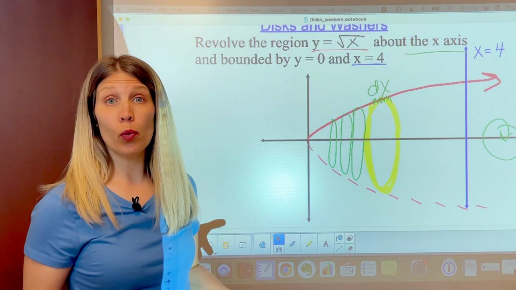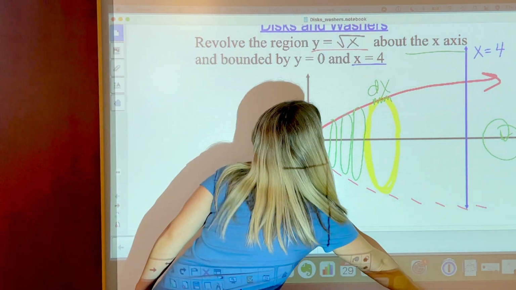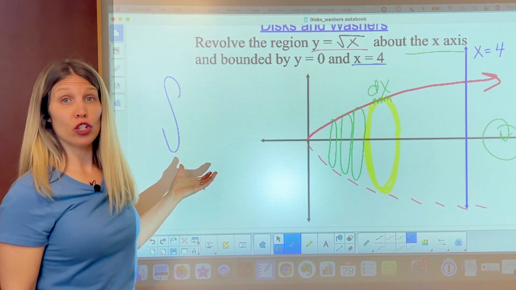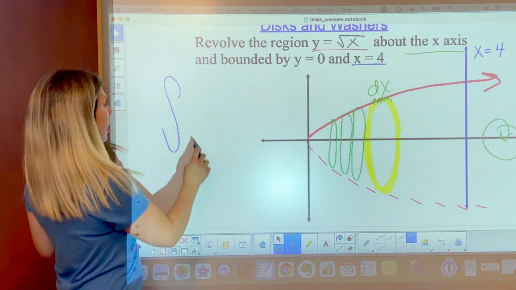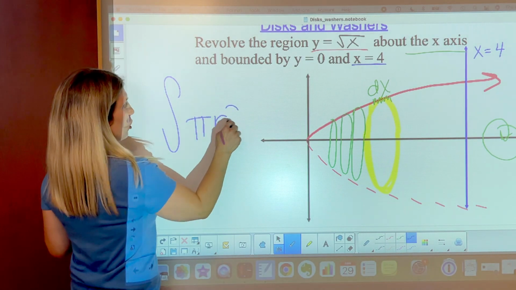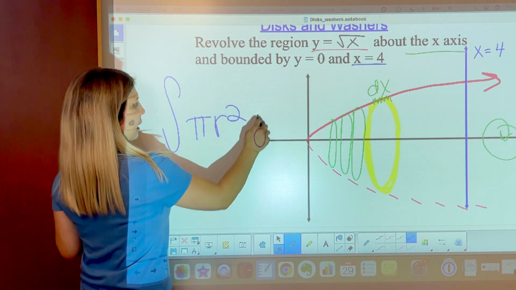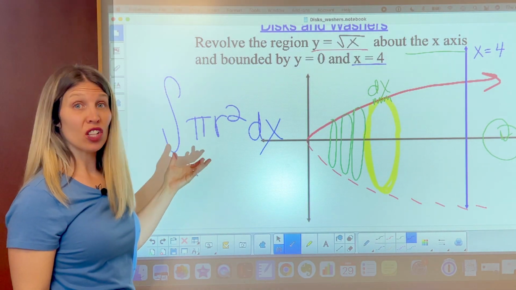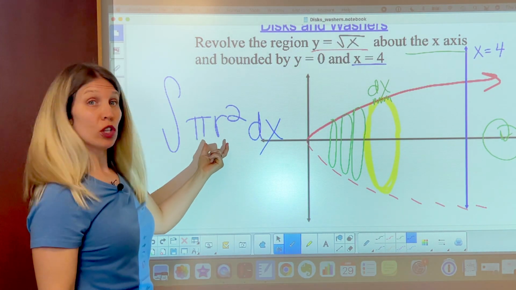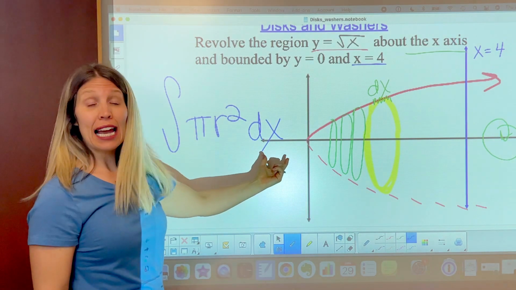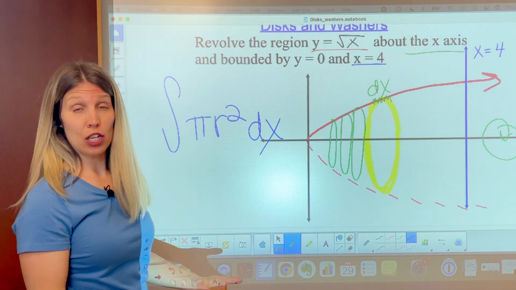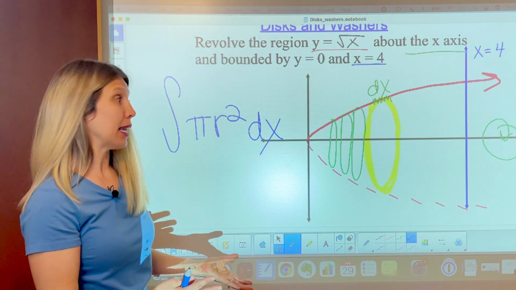So how do we set up what we're going to do? Obviously, we're going to add up, right? Integration is how we add up in calculus. The area of a circle and tiny changes in our x values. This is it. It's going to be a circle equation, which is your 2D shape. The dx adds that third dimension, which makes this a 3D shape as it is spinning around the x-axis.